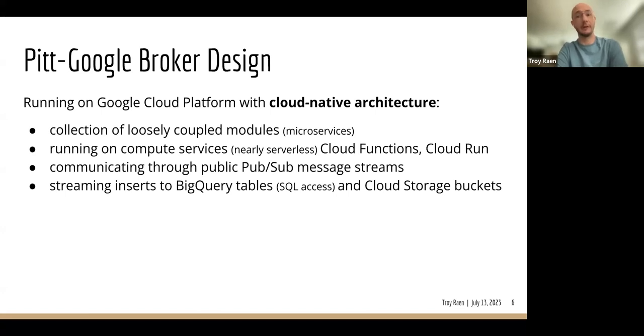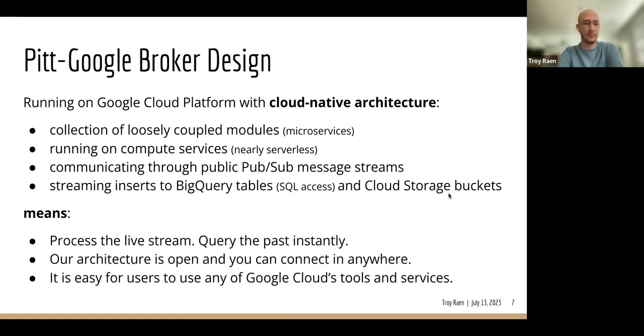So we're running with a cloud native architecture. So this is a microservices model. It's a collection of loosely coupled modules. These are running on Google's compute services, Cloud Functions, and Cloud Run. Those are essentially containers that are set up as HTTP endpoints. They communicate through public message streams through PubSub, which is Google's messaging queue service. And all the modules stream data into public data resources. BigQuery as a data warehouse with SQL access and cloud storage buckets for object storage.